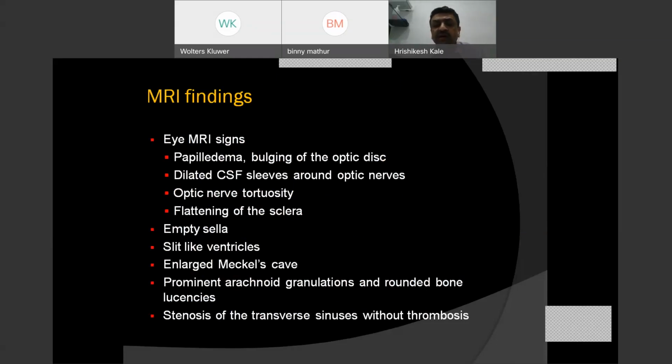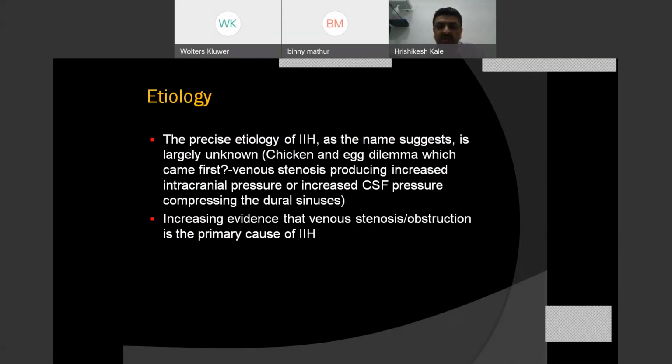One of the etiologies which is thought to be present is stenosis of the transverse sinuses. We will get into that in just a bit. So it's basically like a chicken and egg dilemma. Does the increased intracranial pressure produce a compression of the dural venous sinuses, or does the presence of stenosis of the dural venous sinuses produce the increased intracranial pressure? There is newer evidence which suggests that venous stenosis and obstruction is the main cause of idiopathic intracranial hypertension.